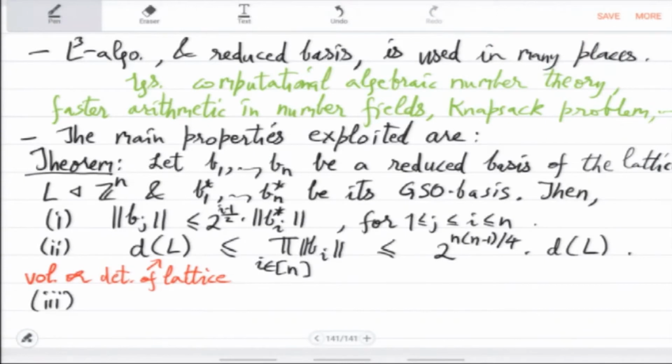Third is that B1, right, which is the vector you pick and output as an approximation of SVP. This is then related to the volume.